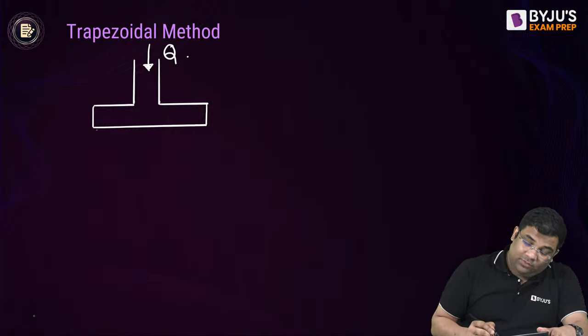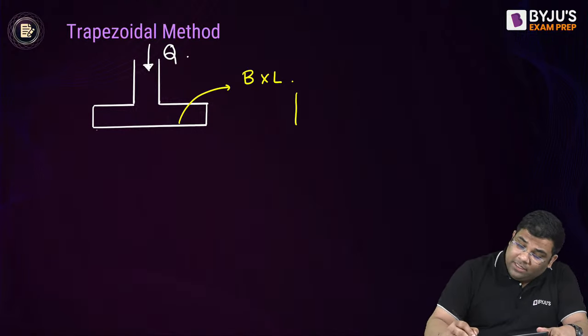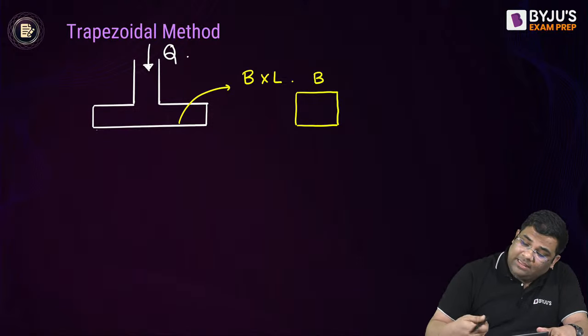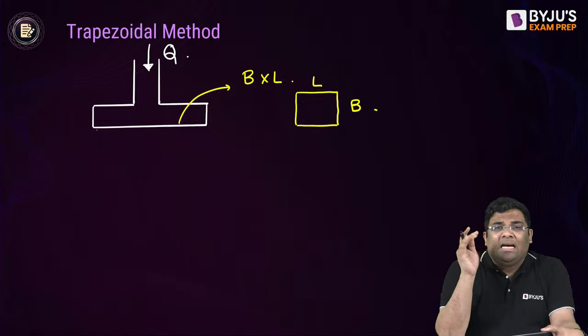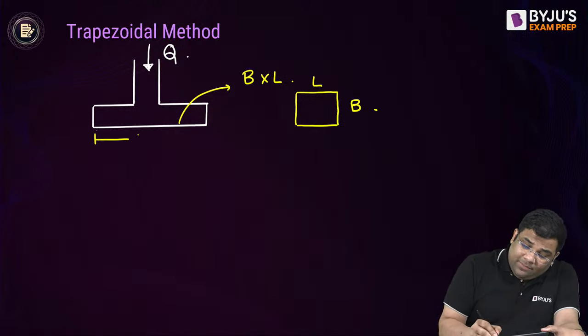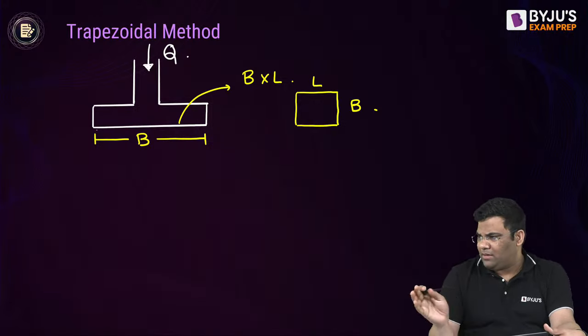Now when this is Q, the base dimensions are B into L. The width is suppose B, and suppose the length is L, or whatever side you want to tell. This can be B or this can be L depending on which side you are seeing from. Understood? Okay. Deepak is asking Hemant. Hemant, please reply to Deepak.